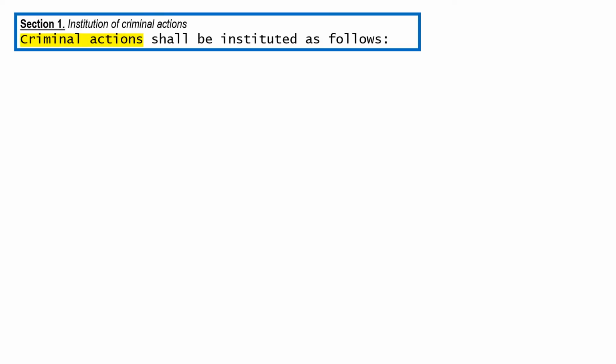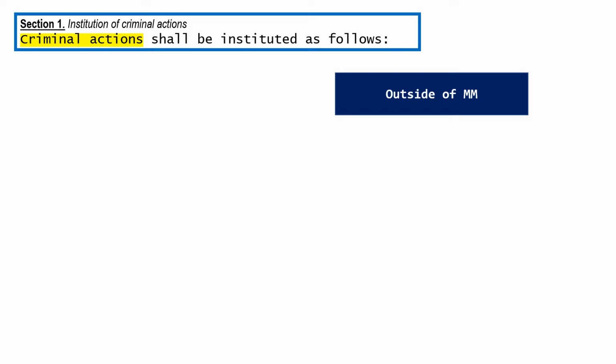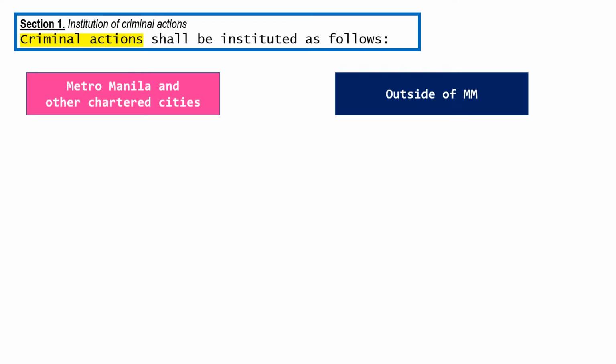So how do you institute a criminal action? The answer is it depends. Bakit it depends? Because take note, if you are going to file your criminal action outside of Metro Manila or outside of the chartered city, iba ang procedure. And then if you are going to file it also in Metro Manila or other chartered cities, then iba din ang procedure. So let's talk about first outside of Metro Manila or other chartered cities. So how do you institute a criminal action? Again, you have to make a distinction. Dalawa ulit.